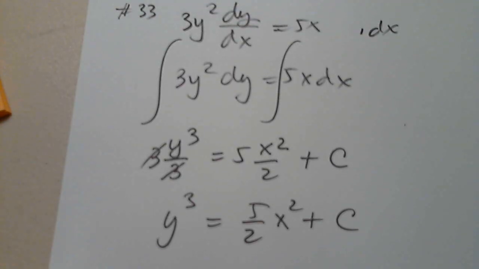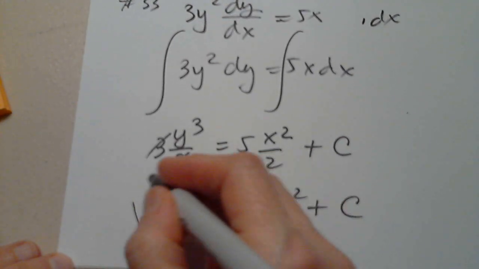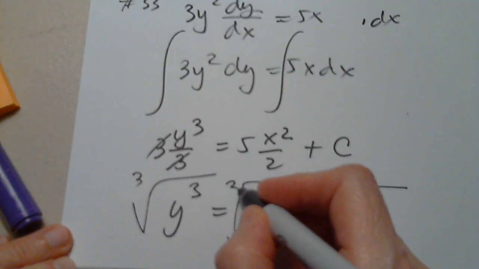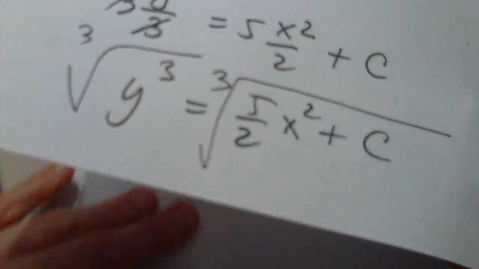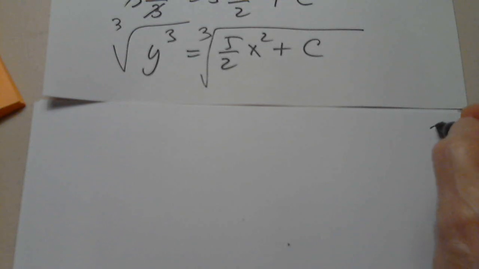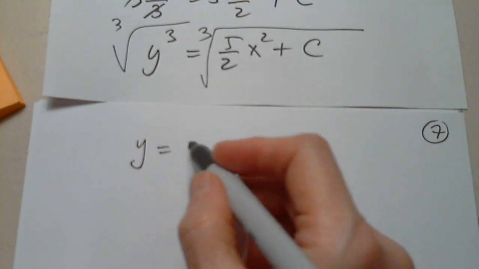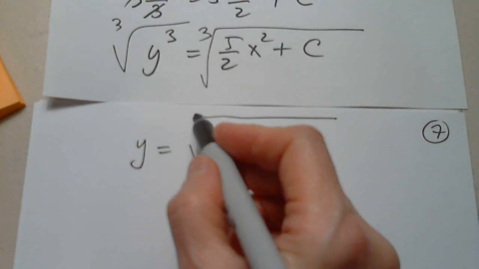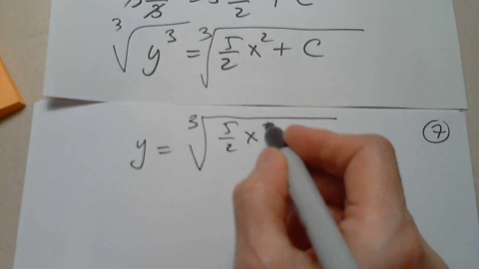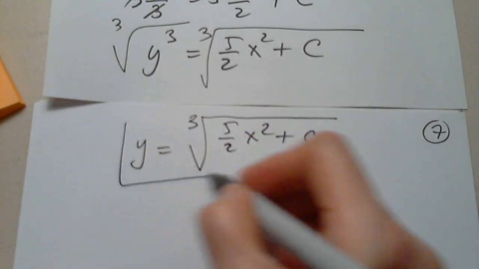Perfect. How do I solve this equation? What should I do? Again, this is just algebra. Calculus is done. Just take the cube root of both sides. Very good. The cube root. That's it. It's done. That's all we need to do. There is no plus or minus on the cube root. So y equals the cube root of 5 halves x squared plus a constant c. Done.